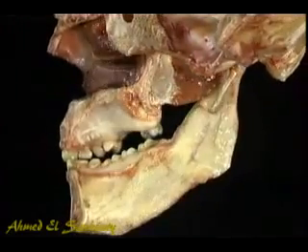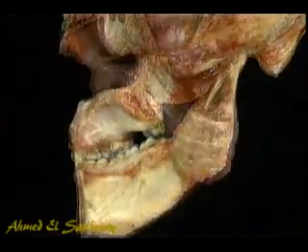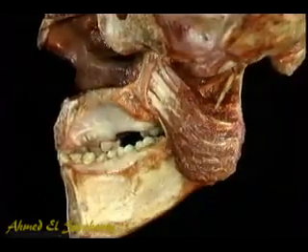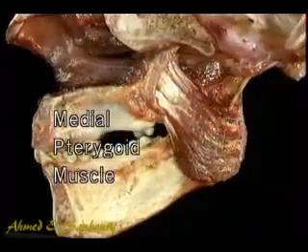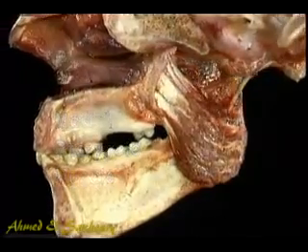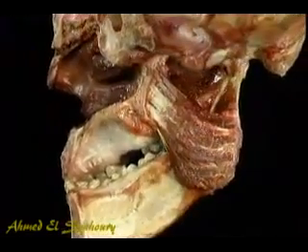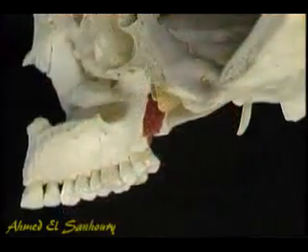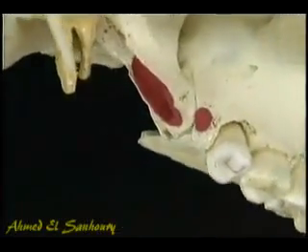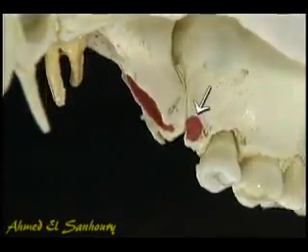Now that we've seen the lateral pterygoid, we'll add the medial pterygoid muscle to the picture. The medial pterygoid muscle is larger than the lateral pterygoid and runs in a quite different direction. The medial pterygoid muscle arises from both the pterygoid plates, the medial aspect of the lateral one and the lateral aspect of the medial one, also from this corner of the maxilla, the tuber.